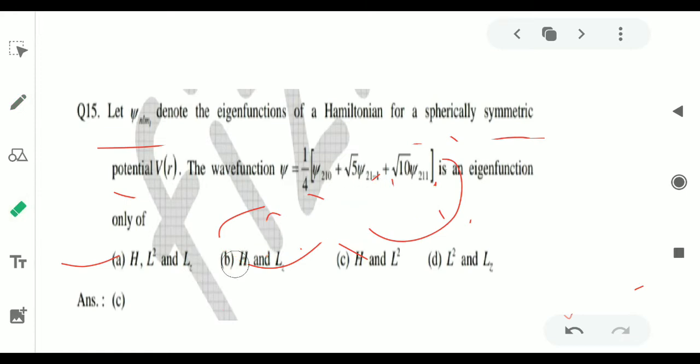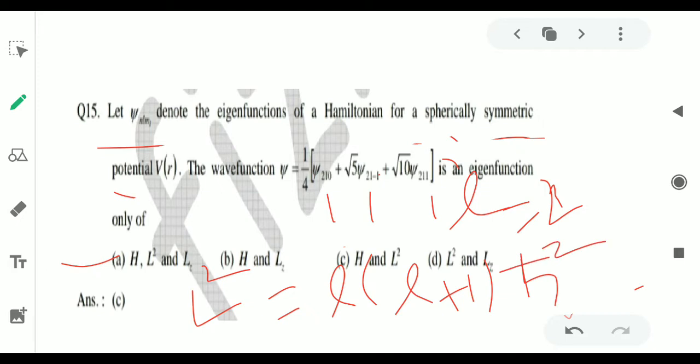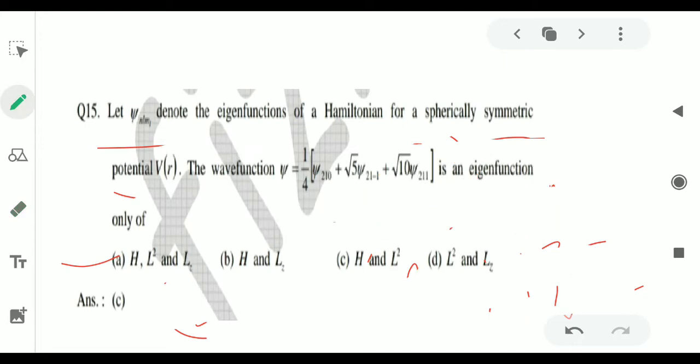Okay, now the other value is L. L is here 1, here 1, here 1, so L is also the same. And the eigenvalue of L square is L(L+1) h cross square. The L value is the same for all, so it will also depend on L square. And for the last value, m is 0, minus 1 and 1. Here m is not the same.